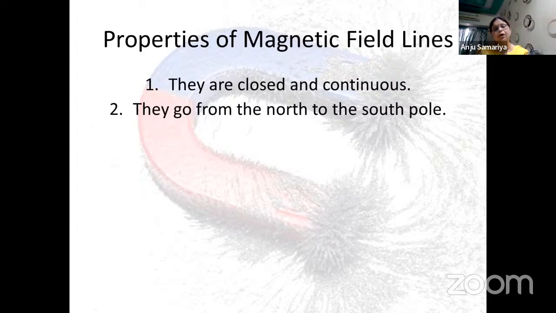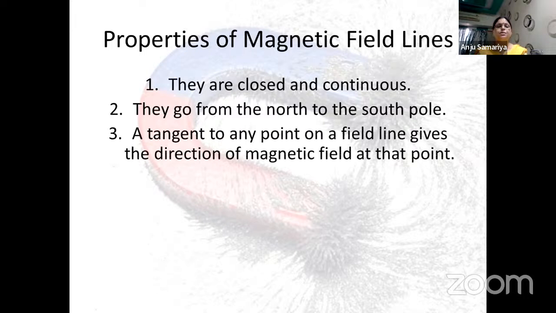These are very important. You have to know at least five properties, and questions are asked on all of them, so you should know them. They are closed continuous curves. They go from north pole to south pole outside the magnet. Outside the magnet, they travel from north to south, and inside the magnet, they travel from south to north.